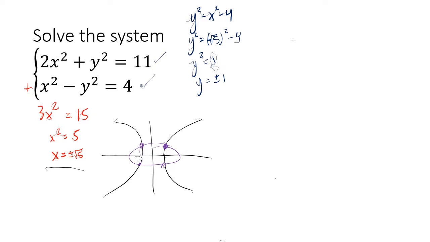And so the 4 answers are going to be, if x is positive square root of 5, y could be 1. Here we have that answer. We have if x is positive square root of 5, y could be negative 1. And we have if x is negative square root of 5, y would be 1. And if x is negative square root of 5, y could also be negative 1. So we have all 4 of those possible answers.